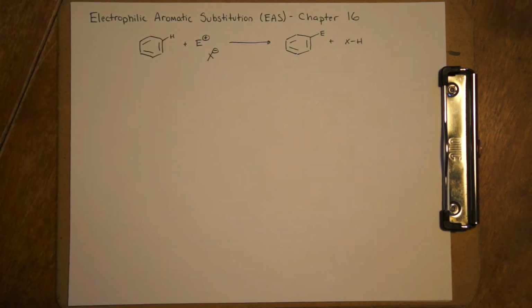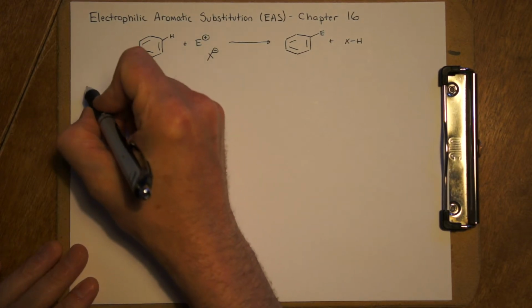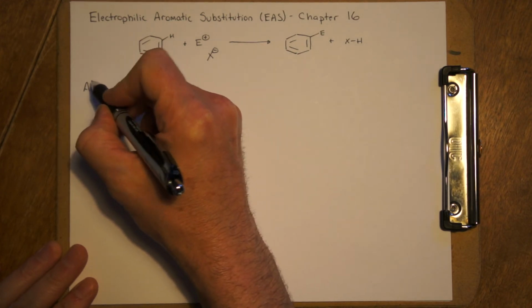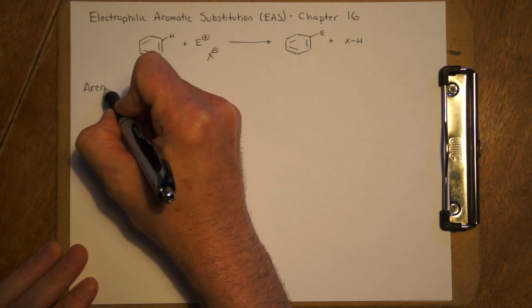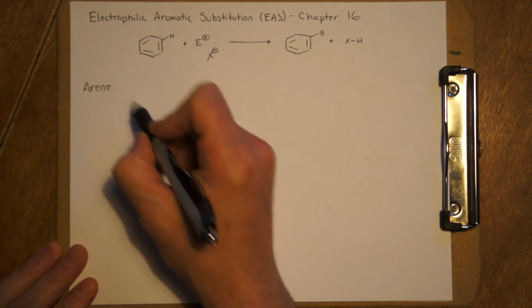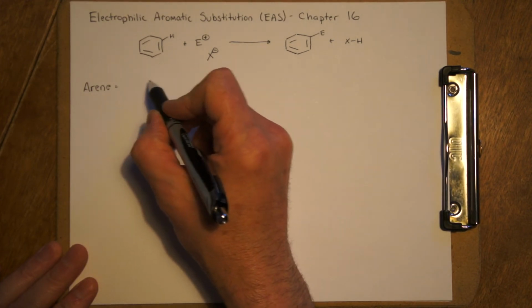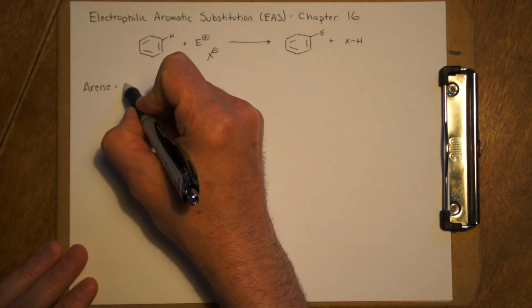So let's go back. A little terminology before we get started, just so that we're all on the same page and communicating in the same way. We're going to be looking largely in this chapter at an arene, or arenes, or arene systems. And an arene is basically just a general term for an aromatic hydrocarbon.